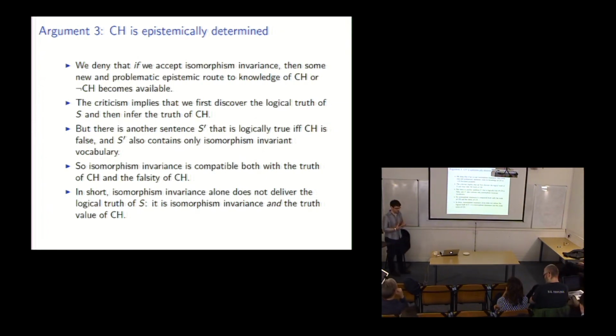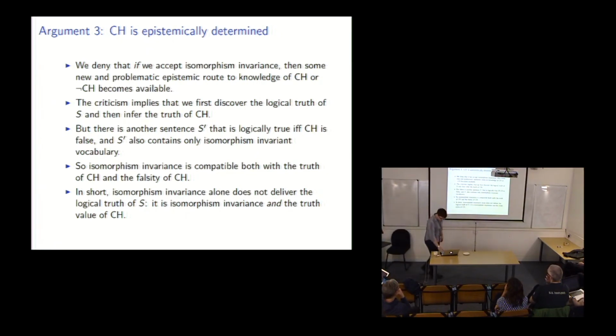So the expected order of discovery would be this. You like isomorphism invariance, you think that's the right account of logical nature. You then discover that the continuum hypothesis is true, and you conclude that S is a logical truth. Or alternatively, you discover that the continuum hypothesis is false, and you conclude that S prime is a logical truth. But it's going to be isomorphism invariance and the truth value of CH that does the work here, given that isomorphism invariance is compatible with both. So it's not going to force CH or not CH on you.